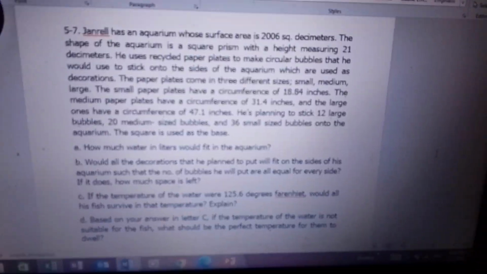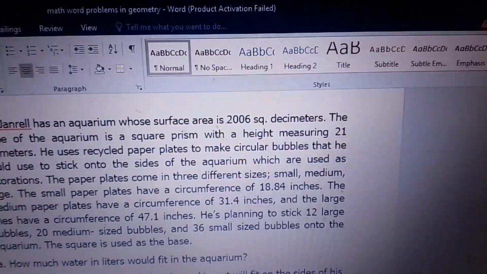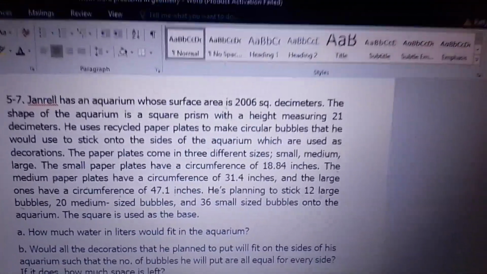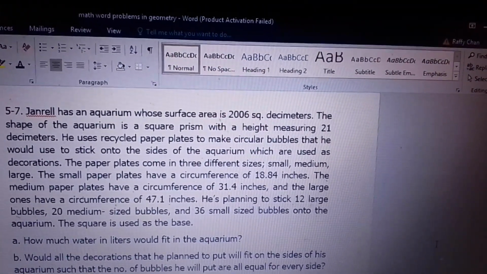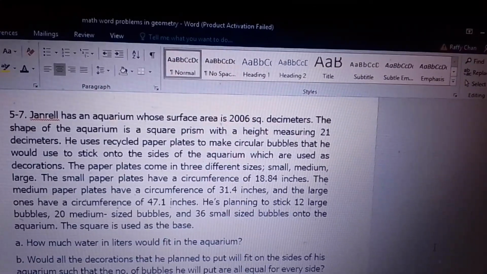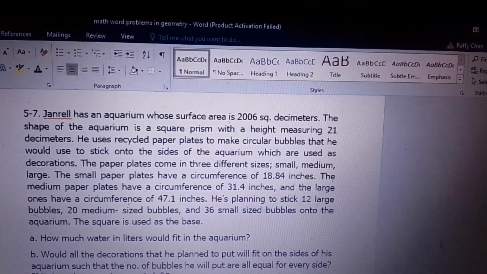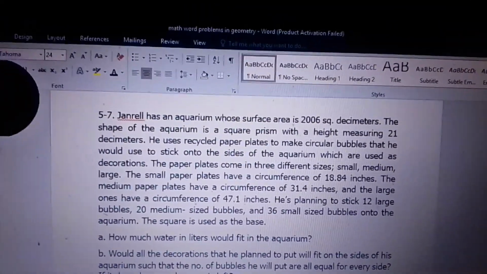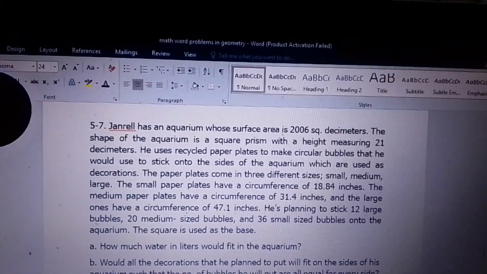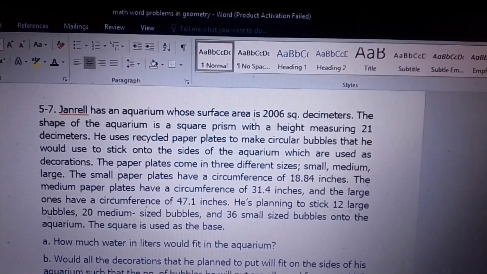Janrel has an aquarium whose surface area is 2,006 square decimeters. Remember? This time, the surface area has already been given. So, Janrel has an aquarium and the surface area is 2,006 square decimeters. The shape of the aquarium is the shape of a square prism. Remember square prism? The two bases are squares and the rest of them are rectangles. Then it says here, the height measures 21 decimeters.